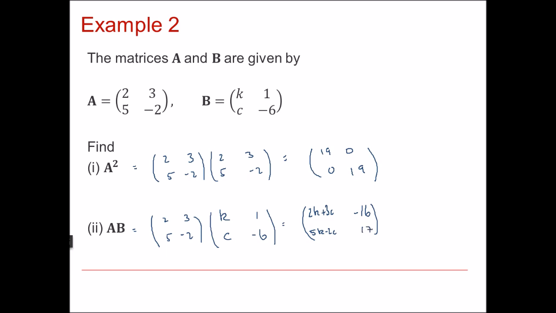Now, as an extension to that question, you may well be told that AB is given by a particular matrix, and that would allow you to write down some simultaneous equations for K and C. So for example, if we'd been told that this was equal to the matrix, let's say 5, negative 16, 3, 17, then you could see that we have simultaneous equations: 2K plus 3C is equal to 5, and 5K minus 2C would be equal to 3, and those you could solve simultaneously.